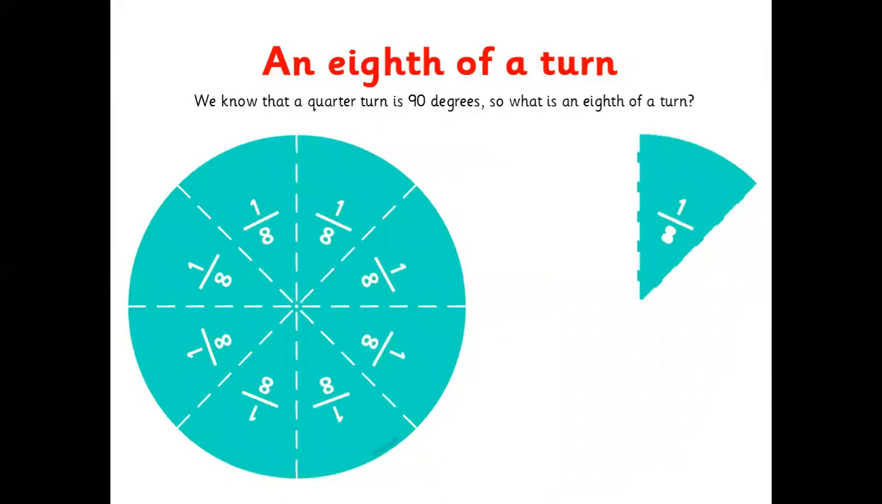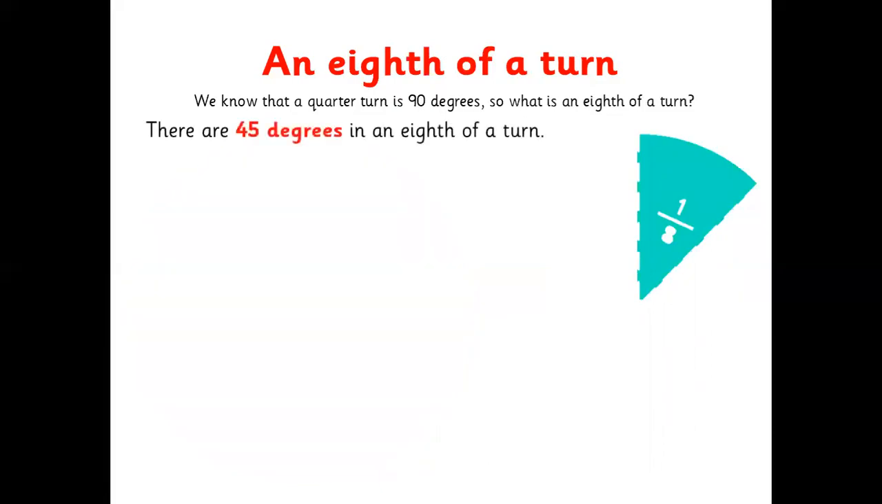Okay, we're going to look at an 1/8 of a turn. We know that a quarter turn is 90 degrees. So what is an 1/8 of a turn? So there's a quarter. So what do you need to do to a quarter to find an 1/8? Well done if you said that you need to half it. So half of 90 is 45, and I always remember that because there are 90 minutes in a full football match, so each half lasts 45 minutes.